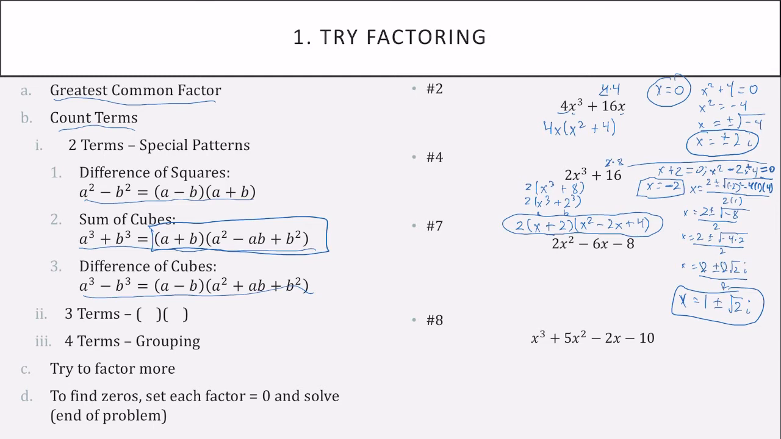So again, the 2's canceled. You can cancel everything on top with something on the bottom. Let's clear the ink and try number 7.